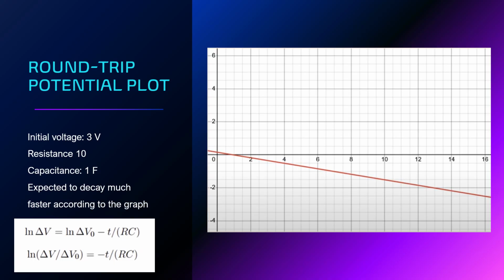Variables from the lab document. We can create a round trip plot for the 10 ohm bulb where the initial voltage is 3 volts and the capacitance is 1 F, and plugging these values into the first equation, we can find delta V. Once we have our equation for delta V, we can linearize it and get our graph as shown. According to the graph, we should have expected the discharge to occur much faster than the observed time.